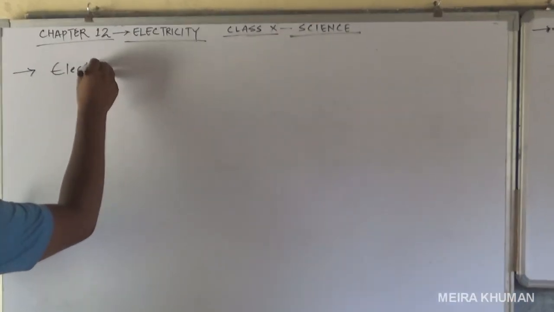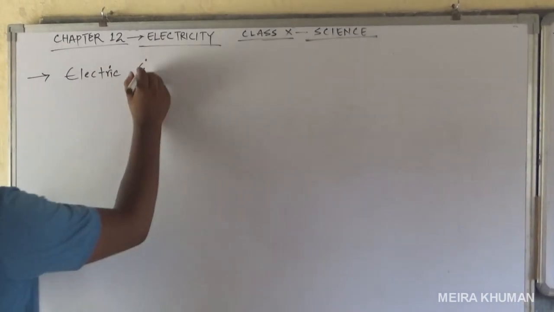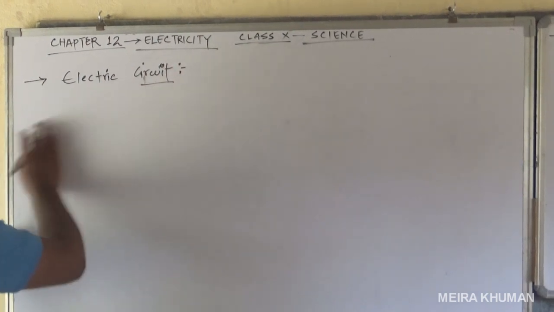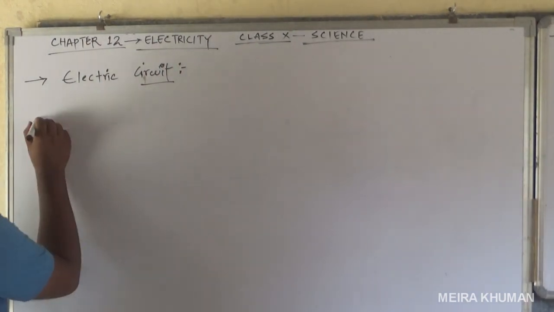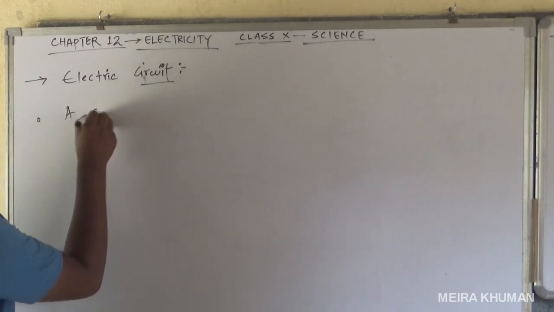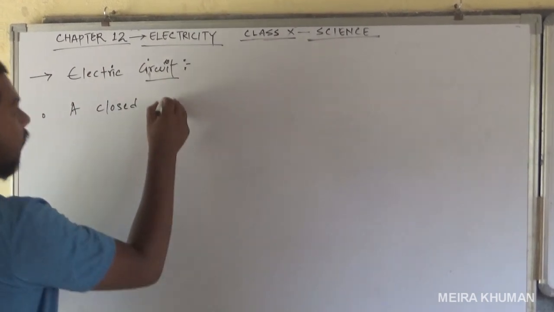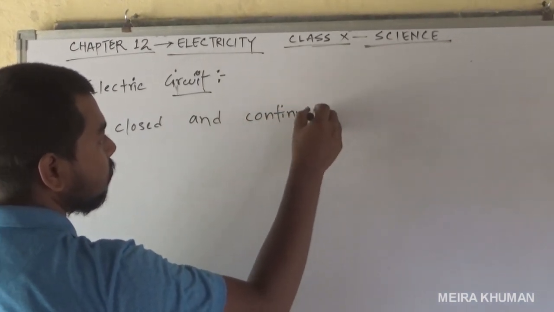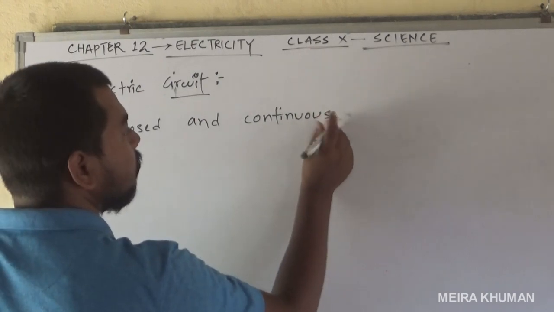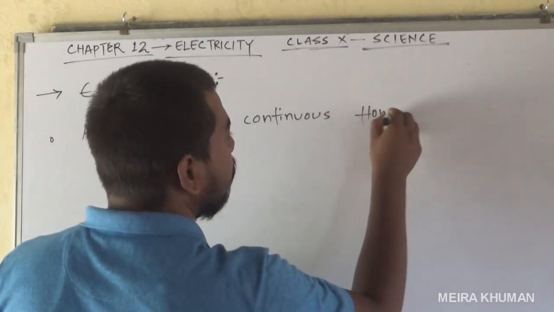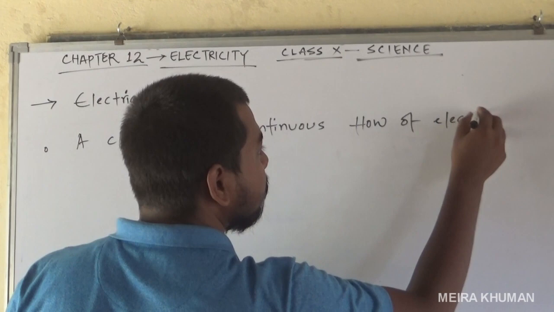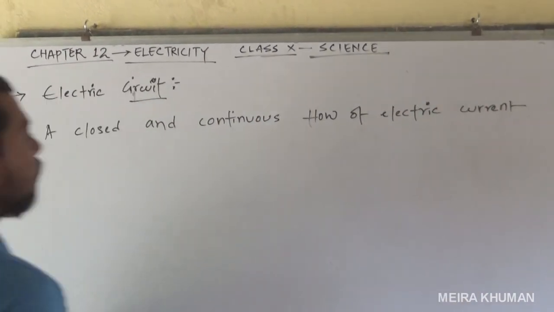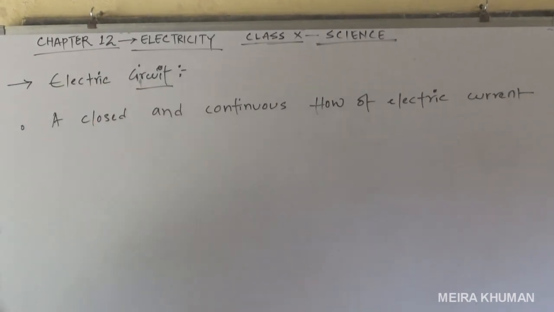Electric circuit. So what is an electric circuit? Let us see the definition. The fundamental definition of electric circuit says: a closed and continuous flow of electric current is simply what we call an electric circuit.